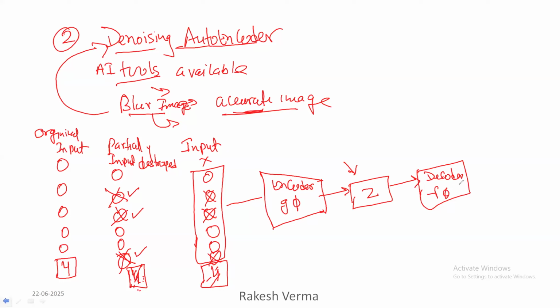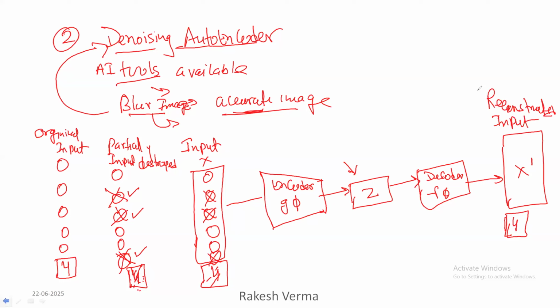Then it decodes the real image with all the features, or reconstructs the distorted features of the image, so you will get an exact image like this one: the reconstructed input. Nowadays in image processing tools, you give a blurred or distorted image, and your image will be completed or made clear. All this happens through denoising autoencoders and stacked autoencoders.